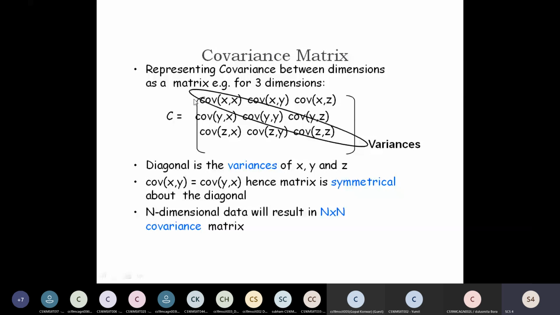Why? See, what does diagonal mean? This is covariance of x, covariance of y, and covariance of z, right? So I am considering x with respect to x. How much deviation from that particular center am I considering? These two are the same, I am considering a single dimension, right? So now this covariance of xx is nothing but variance, right? Similarly yy will give you the variance, and covariance of zz will give you the variance. So we can say that the diagonal is the variances of x, y, z.